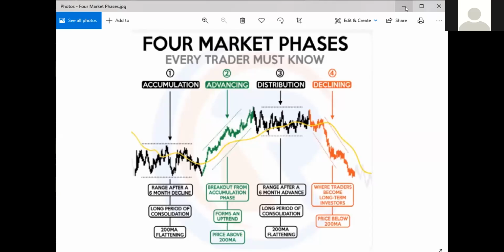Accumulation, distribution, declining. Range after a 6 month decline. Long period of consolidation, 200 MA flattening, breakout from accumulation, in terms of uptrend price above accumulation, advancement, distribution.